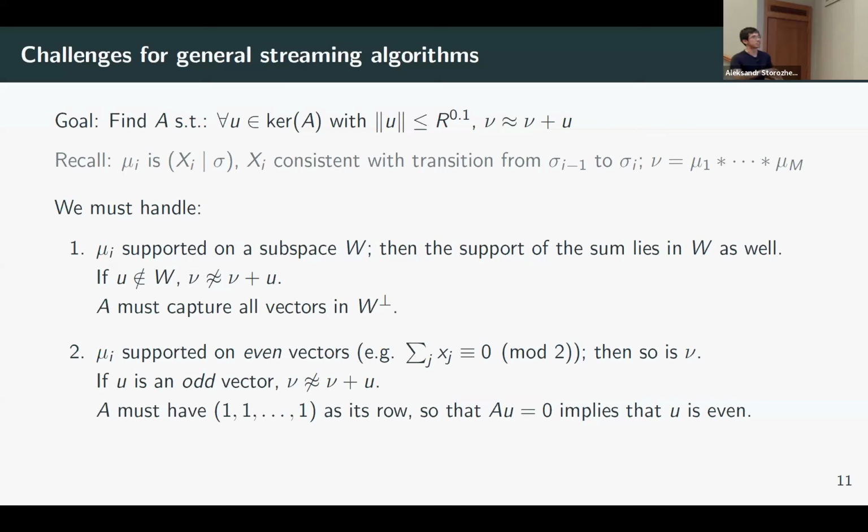And more generally, a tricky case could be that these distributions are supported on a lattice, let's say on even vectors. Then in this case, if we sum up these mu i's, then the sum is also supported on even vectors. Then if we shift in a direction that is an odd vector, again they're going to have disjoint support, so it's not translation invariant. In this case, what we would like the sketching matrix to do is to include this all-ones vector as one of its rows, so that anything in the kernel has u1 plus up to un equal to 0. In particular, u would be an even vector.